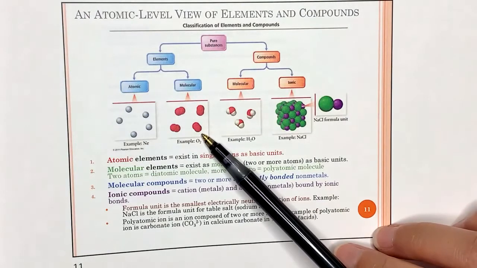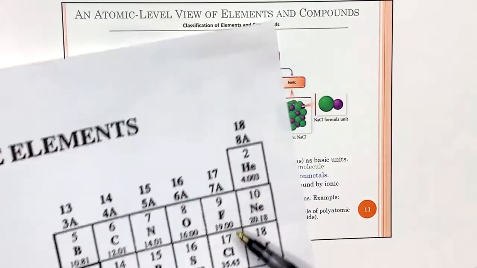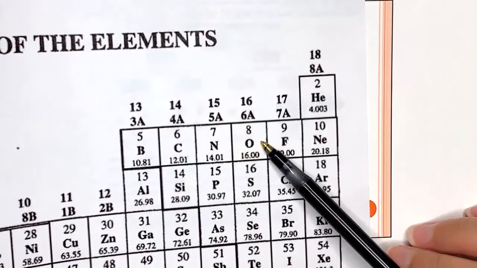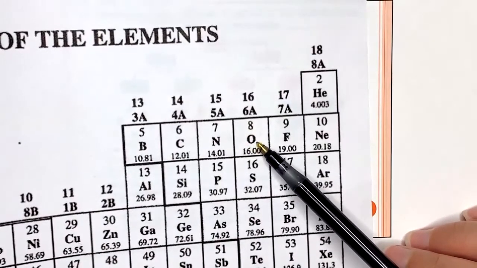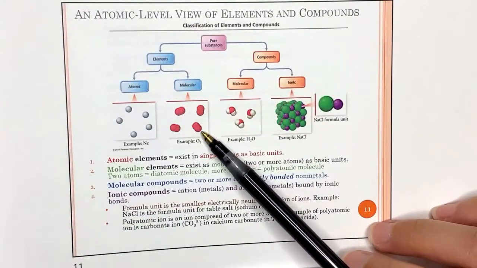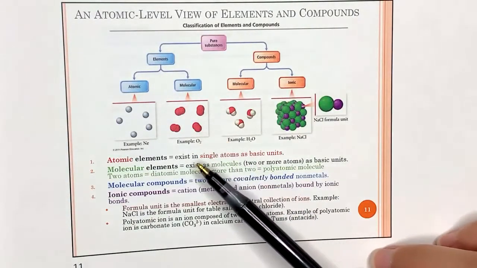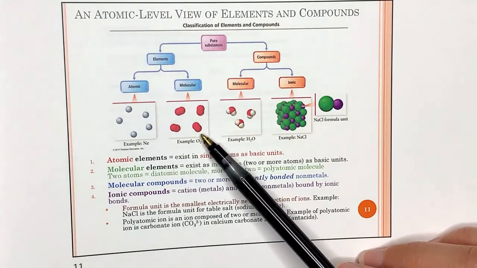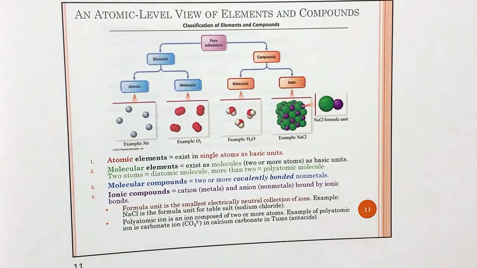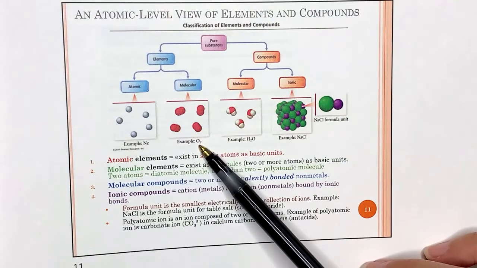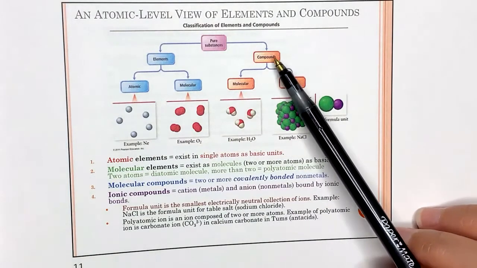Now, molecular element means it's more than one atom, but from the same box. So in their example here, they gave you oxygen gas. See, oxygen gas is O2, but it comes from just this oxygen element, okay? So this here is molecular element, and it's actually diatomic because there's two atoms in there, right? So that's molecular element. So you need to be able to tell, okay, if you see Ne, that's atomic element, this one's molecular element, and then we want to look at compounds, okay?